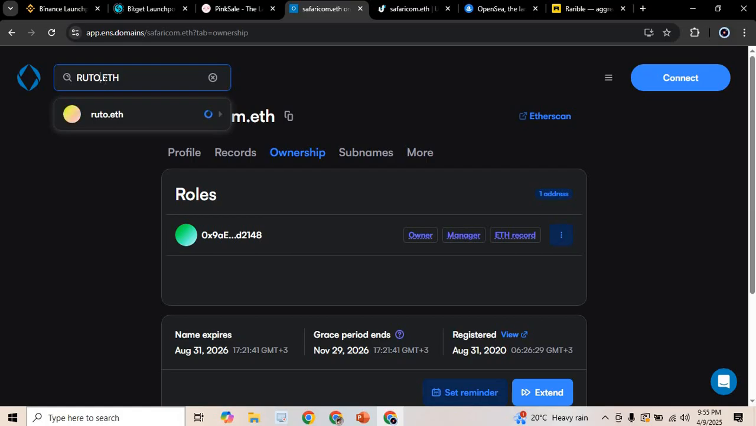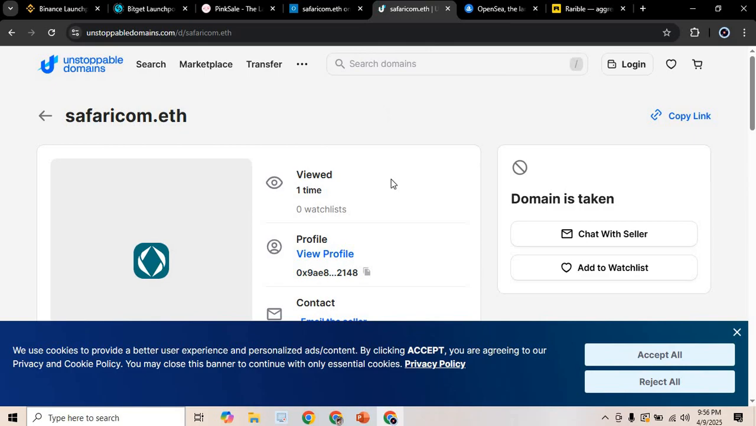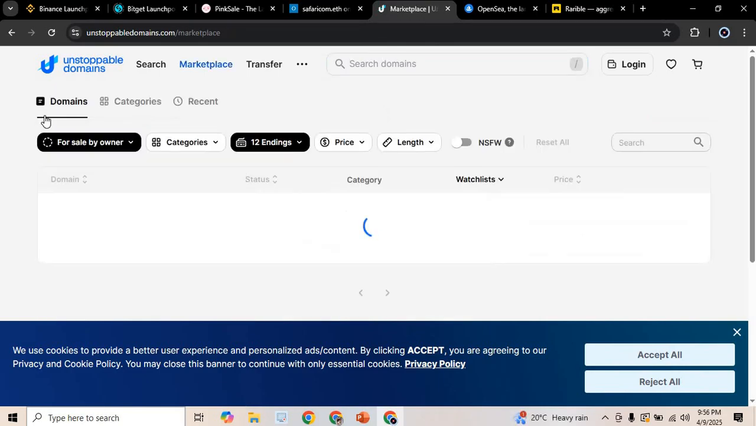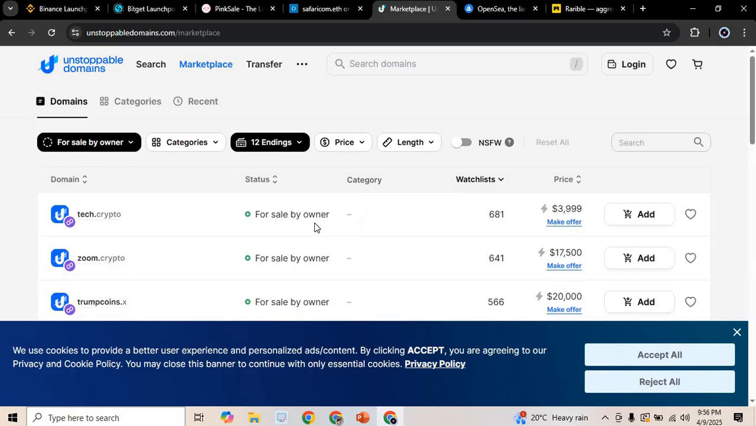Ruto. Let's see if Ruto is actually there. Let me try another site, that one is quite delayed. Let's see Ruto. Search a domain. Let's say Ruto.eth.